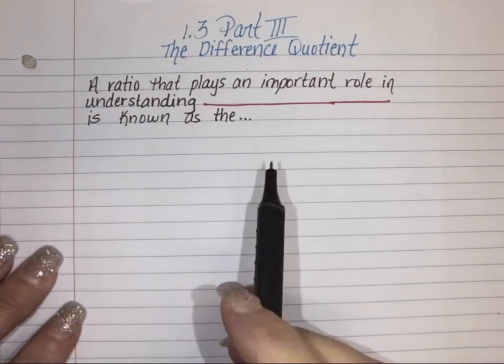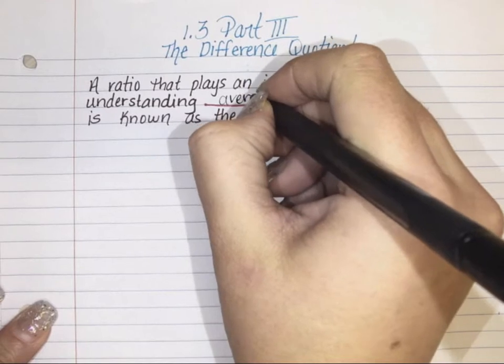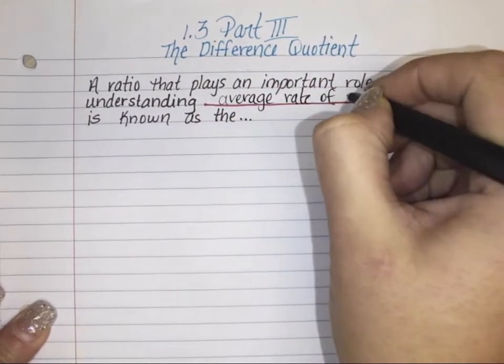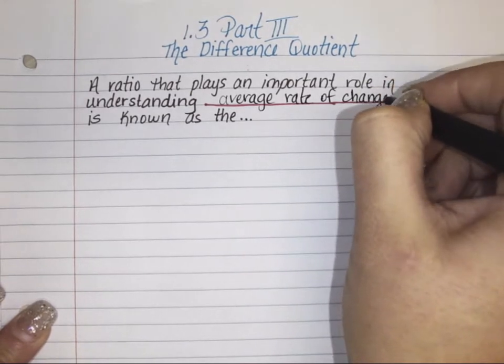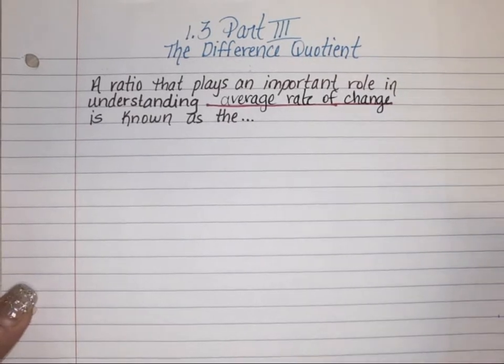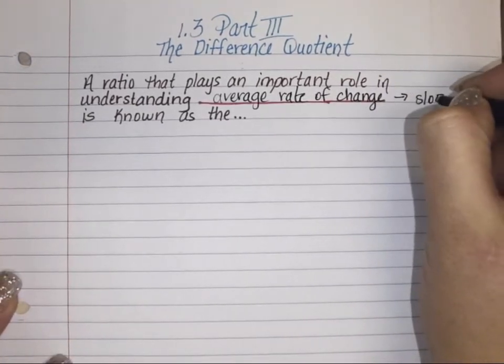The last part of 1.3 talks about the difference quotient. And the difference quotient is actually a formula or a ratio that plays an important role in understanding average rate of change. Average rate of change you will hear in pre-cal and in calculus, and is also known as slope. So the average rate of change is just another way of obtaining slope.